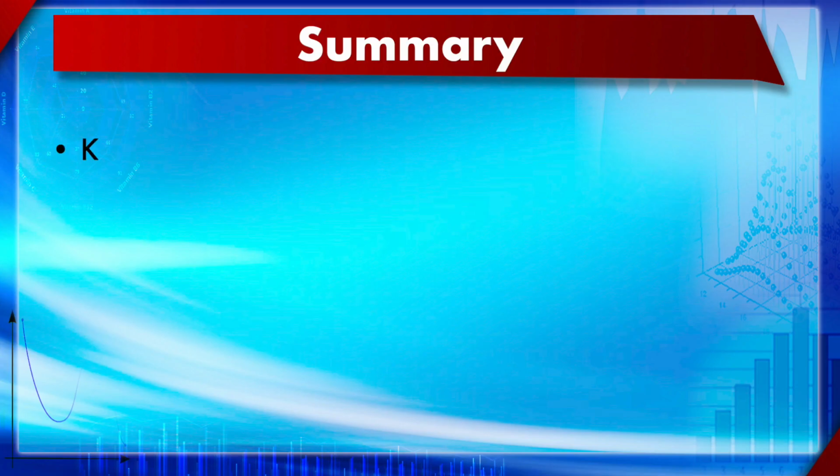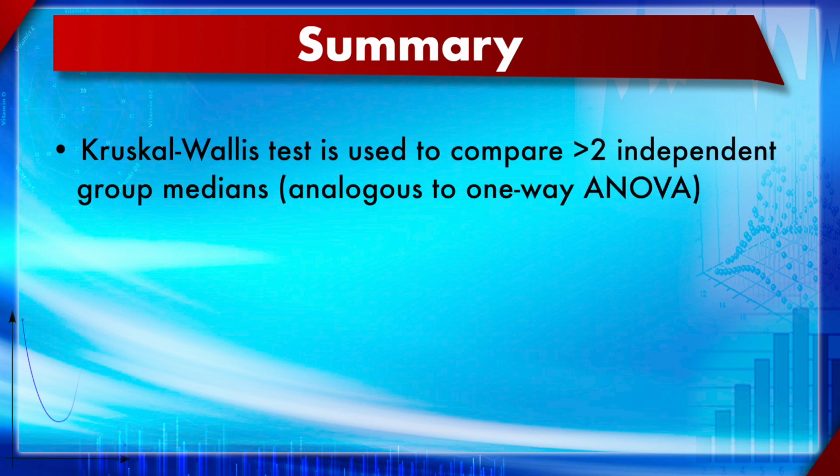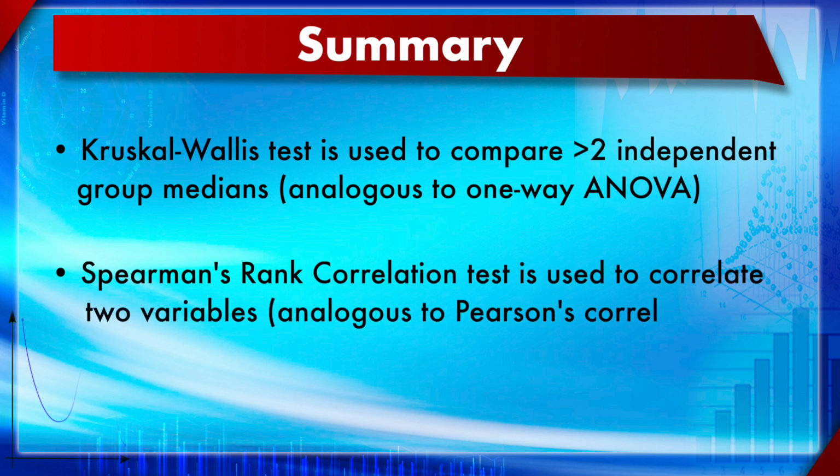So in summary, the Kruskal Wallis test is used to compare more than two independent group medians, which is analogous to one-way ANOVA. Spearman's rank correlation test is used to correlate two variables, which is analogous to Pearson's correlation.